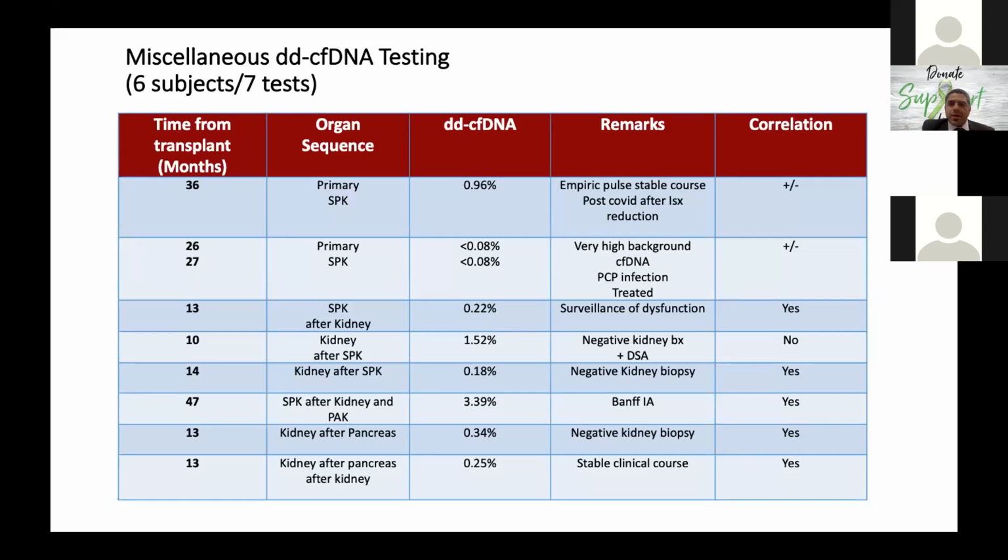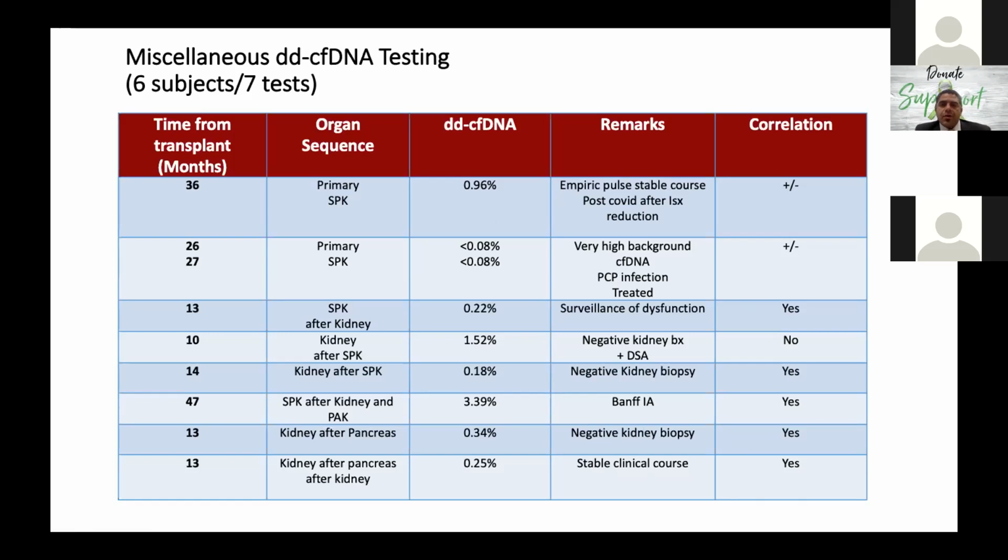Here, these are also different cases where a biopsy was not feasible, and we had to look for other alternatives to see if we can diagnose rejection or confirm our suspicion. And this is, for instance, this case, 36 months out, primary SPK. We had allograft dysfunction, both the kidney and pancreas in this case. This is a case where there was COVID infection, and the immune suppression had to be dialed down.